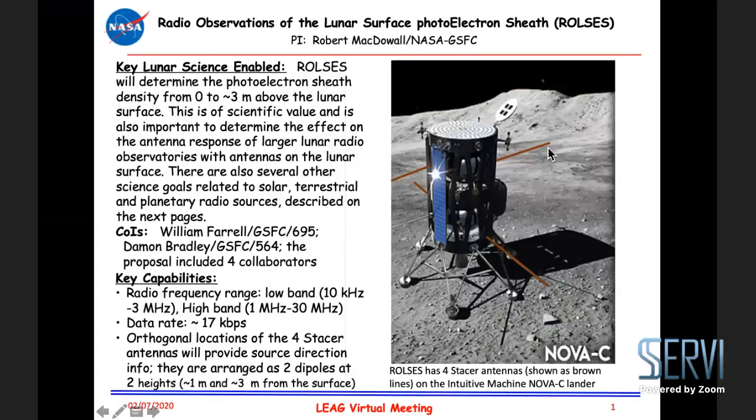All right. So then, yes, ROLSES. This name is a follow-up to earlier missions we had that were called ROLS back in the days of, well, previous work for Lunar paper.